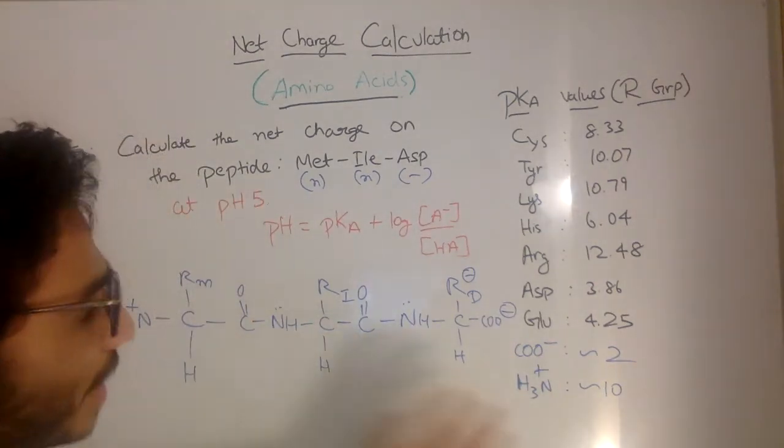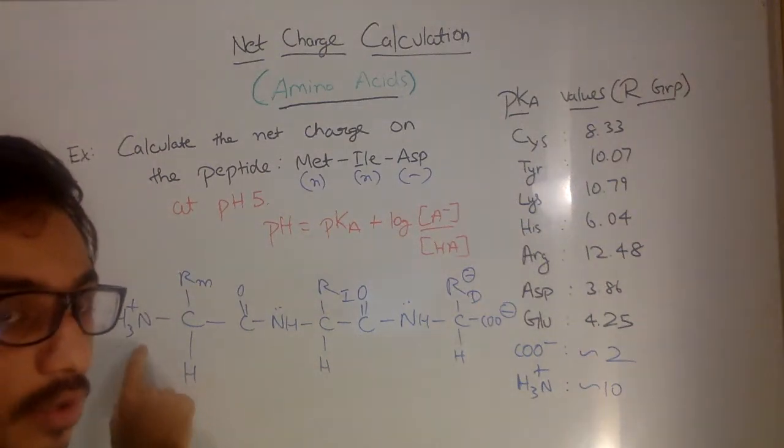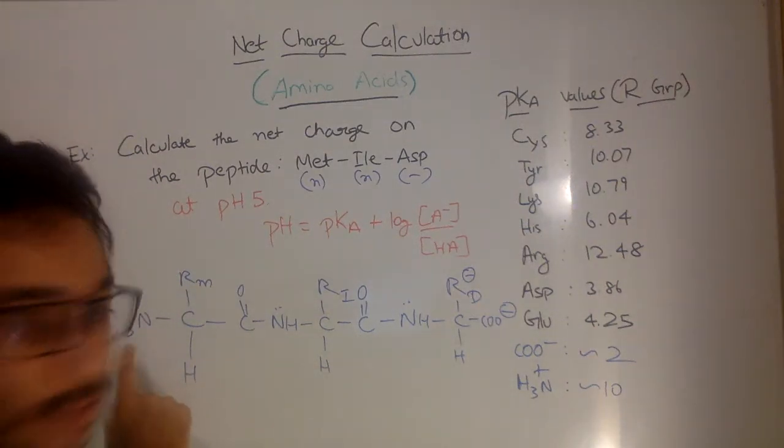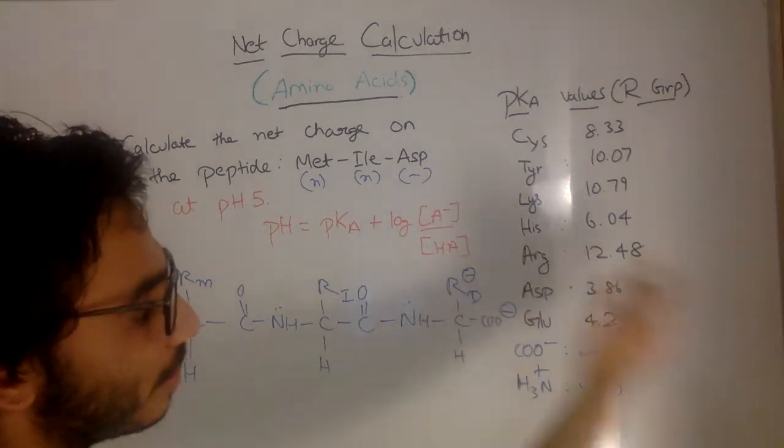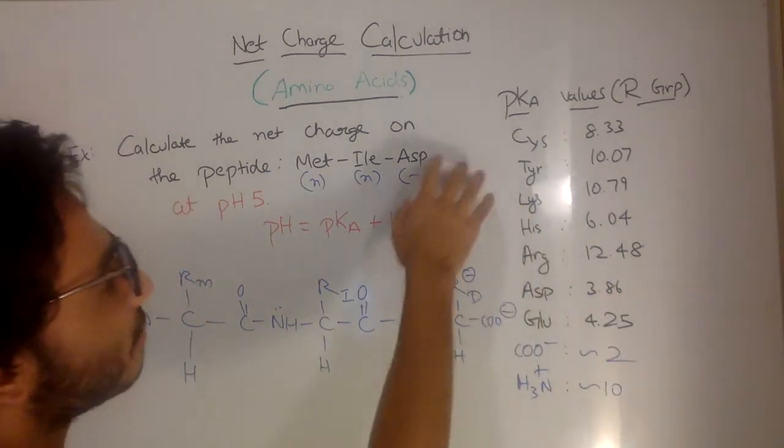Because in this case we only have the terminal N terminus over here, and on the right side we have the C terminus that comes from aspartic acid.